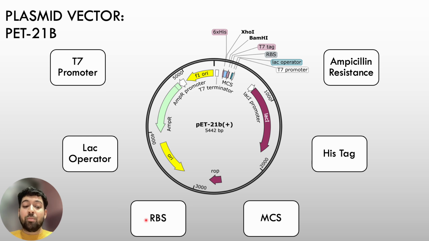The ribosome binding site allows for a more efficient initiation of translation, and the multiple cloning site has multiple restriction enzyme sites that allow us to insert our gene of interest, the isPETase. The His tag will be added to my protein so that affinity chromatography can be used to purify the protein, and it also has an ampicillin resistance marker for selection of our colonies.